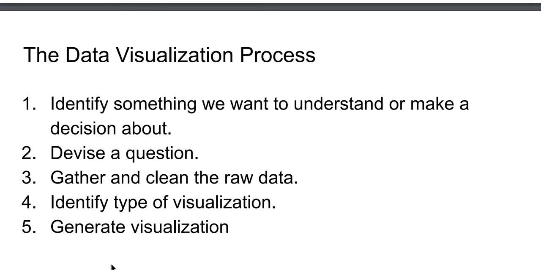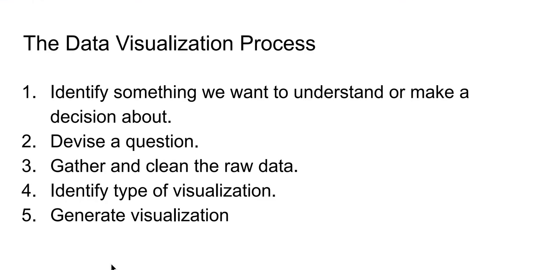The process. Firstly, identify something we want to understand or make a decision about. It's very similar to the armature we covered last week: the main point or the main takeaway, what you want to do. After that, devise a question, the question your visualization wants to solve or ask. Then gather and clean the raw data, identifying the type of visualization. We're going to learn a lot of different types of visualization soon. Last step, generate the visualization.